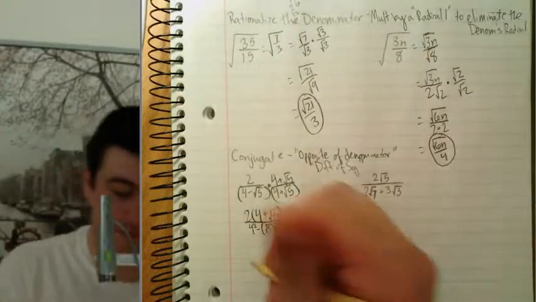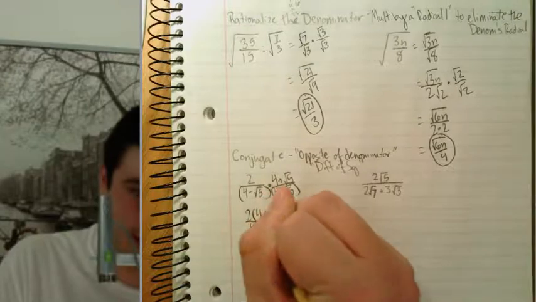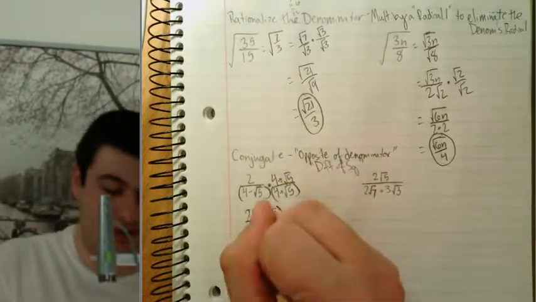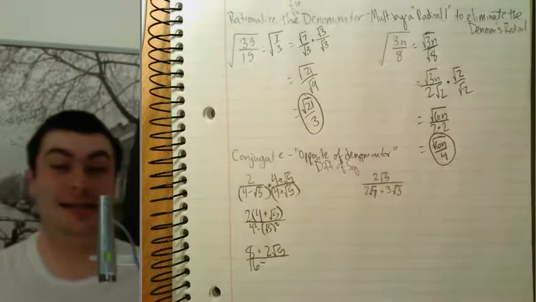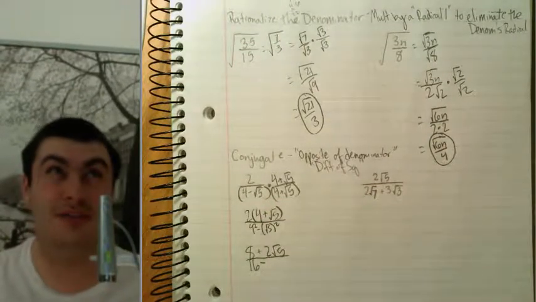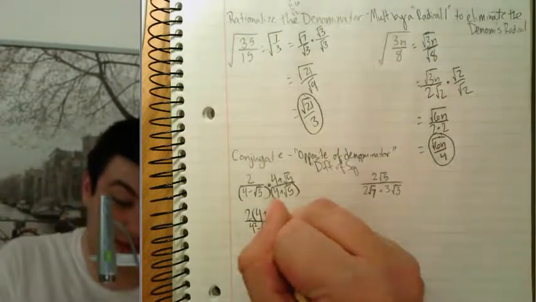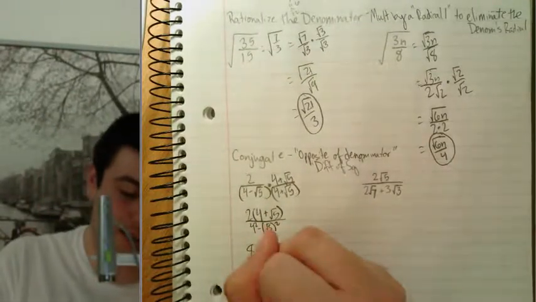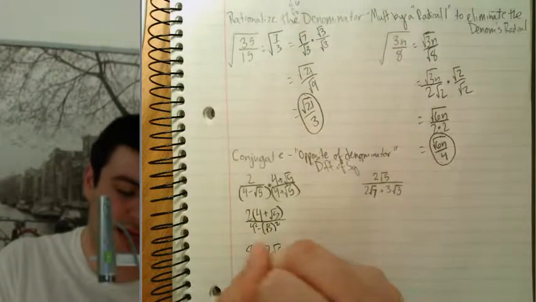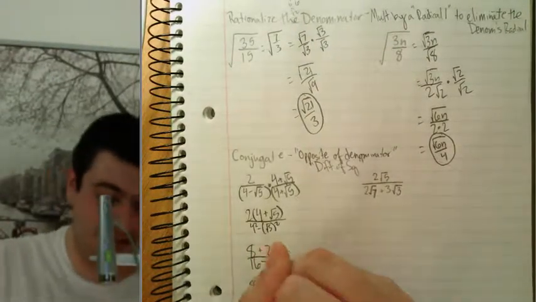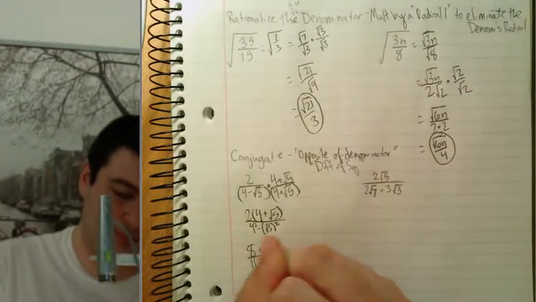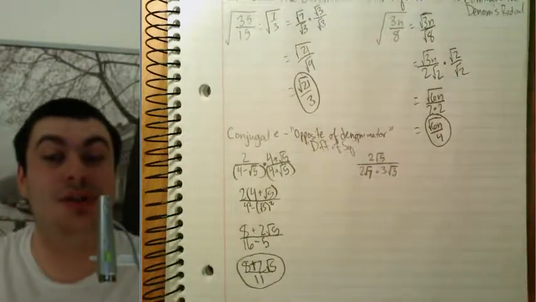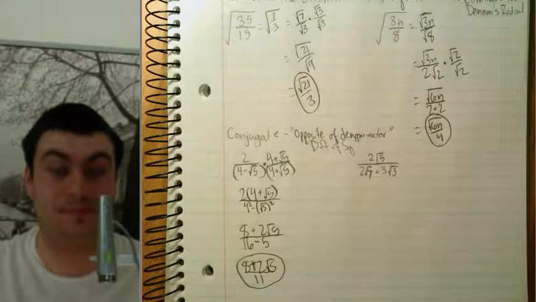So let's distribute that numerator: 8 plus 2 times the square root of 5, over 16 minus the square root of 5 squared, which is 5, so 16 minus 5. So we have 8 plus 2 times the square root of 5 over 16 minus 5, which is 11. And there we have it, folks. We use the conjugate to get 8 plus 2 times the square root of 5 over 11.